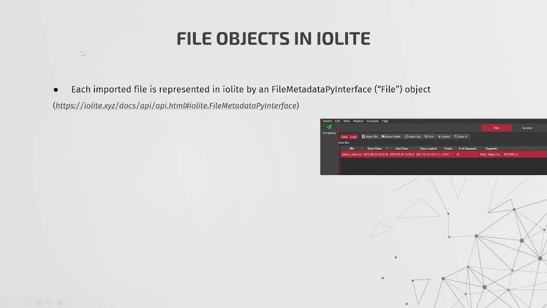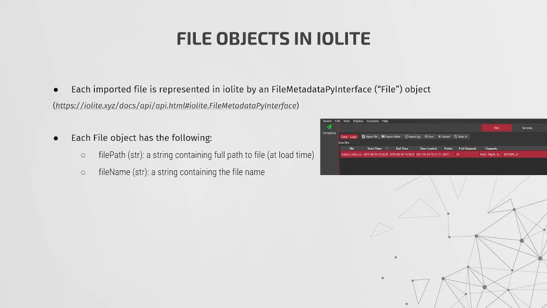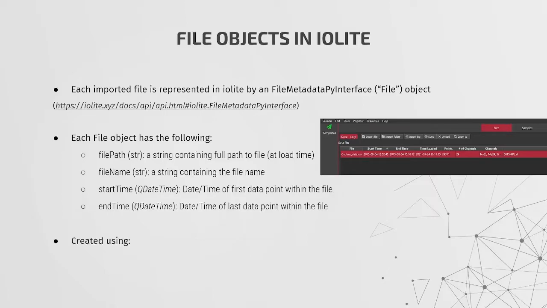The documentation for the file metadata PyInterface is here at this link, but just in short, it has a file path, it has the file name, it has the file start time and end time as well. Those are the properties of the object that you can read back, but as you can see, there are actually other properties here that you can't necessarily read back at this point in the API.